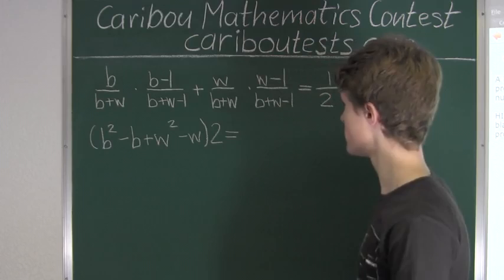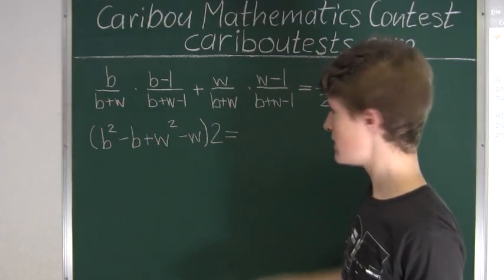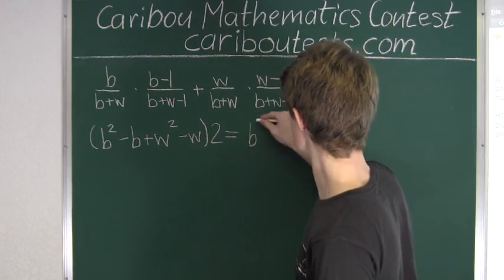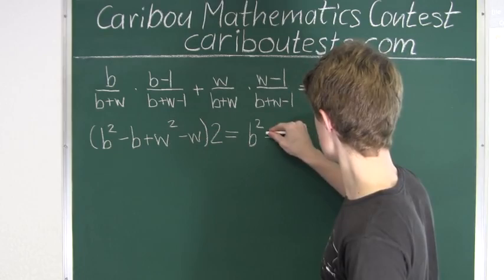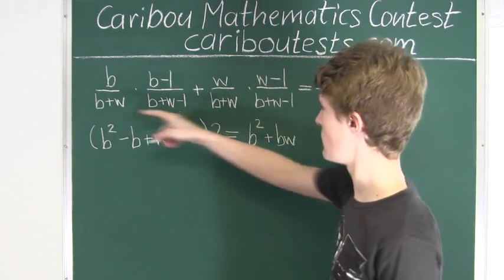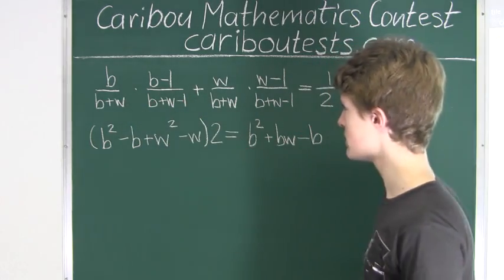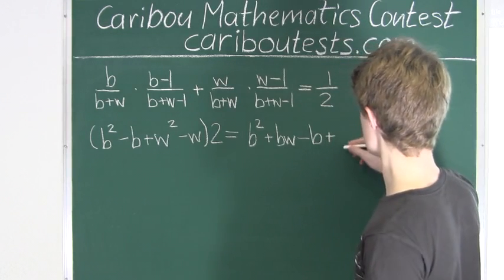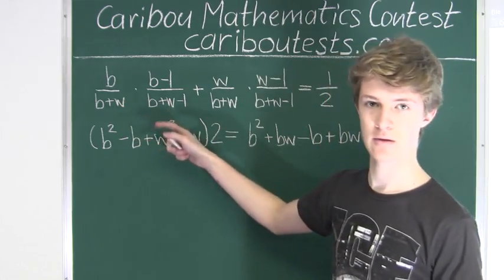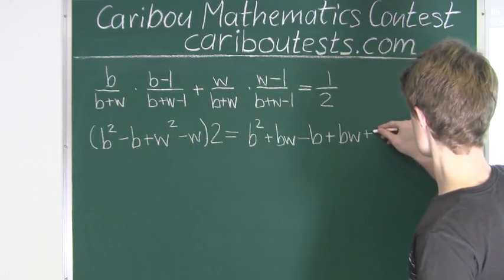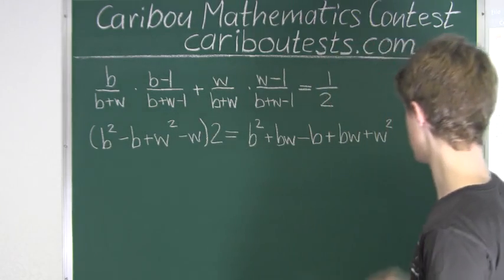Now this is equal to, alright, B times B is B squared. Then B times W is BW. Then minus B, because we have B times negative 1. Then W times B is plus BW. And then W times W is W squared. And then finally W times negative 1 is minus W.